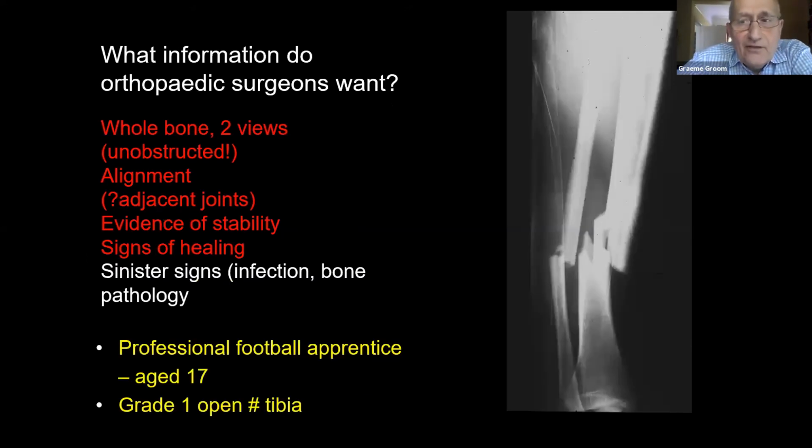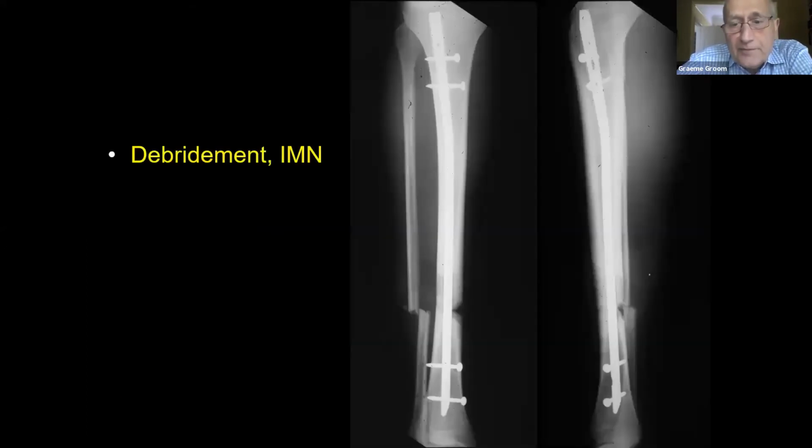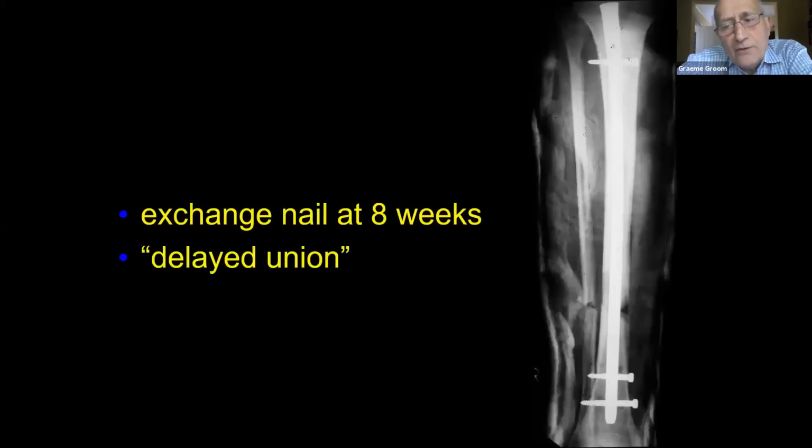Now, this is another case, and this is our last case, really. It's a professional football apprentice, a professional footballer, with a grade 1 open tibial fracture that was treated by debridement and an intramedullary nail. There was evidence of infection, and he had an exchange nail very early. This is the only case that is not a King's case. Union was said to be delayed. 8 weeks is very early for an exchange nail in orthopedic practice.